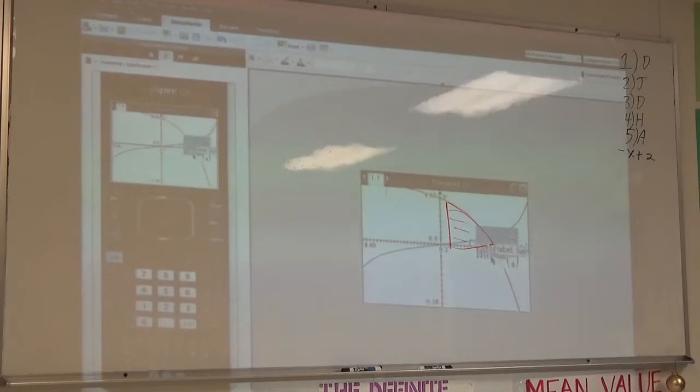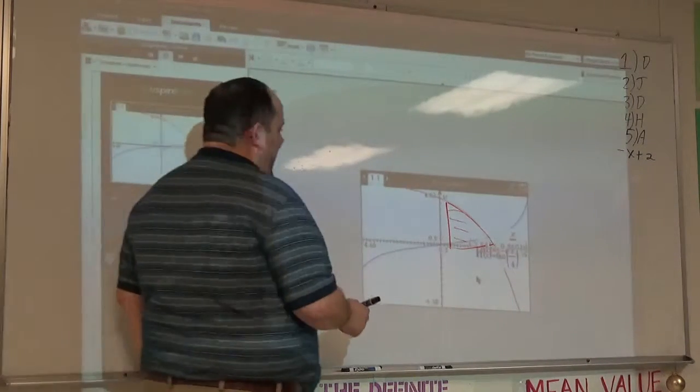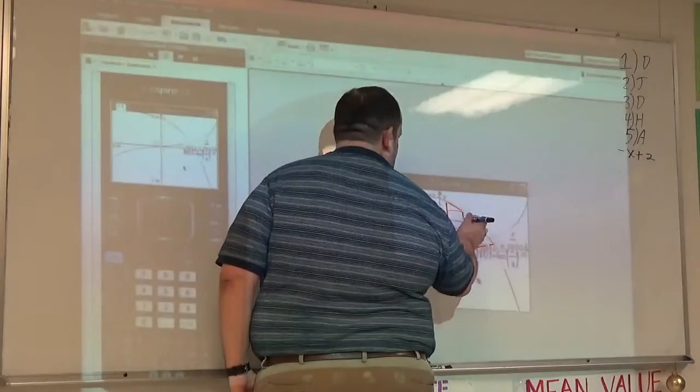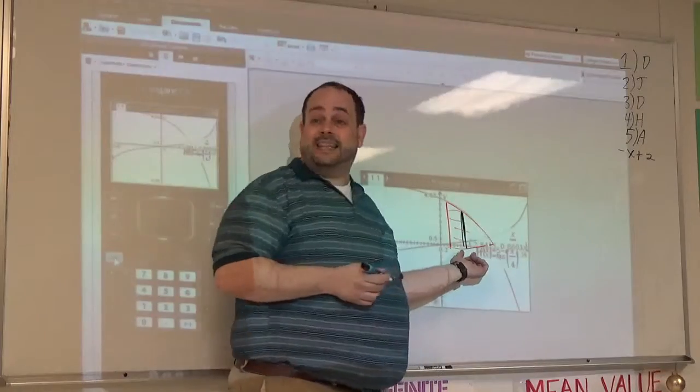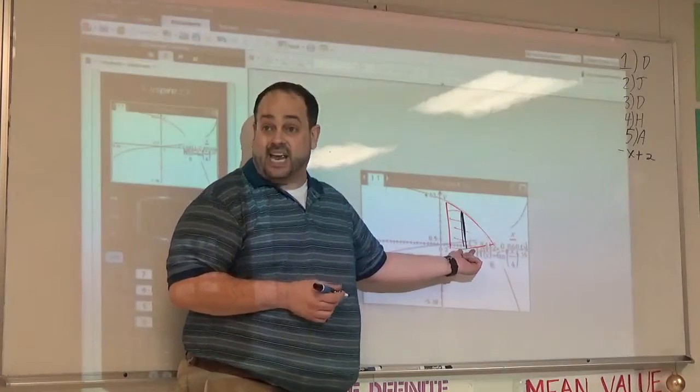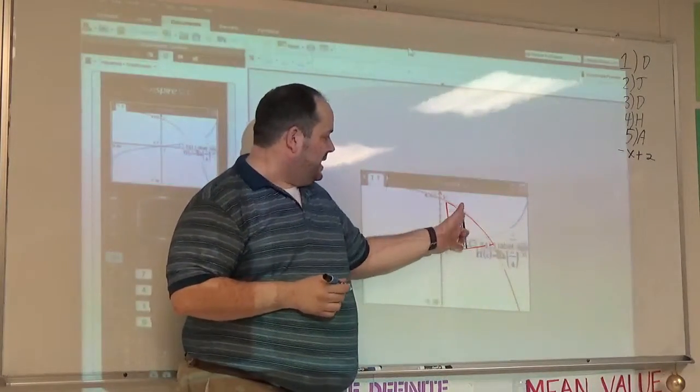Now the next question is, what's the integrand? The answer is, tell me about a slice. How do you find the width of the slice? The width is dx. How do we find the height?